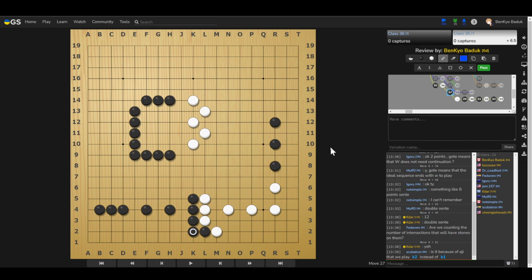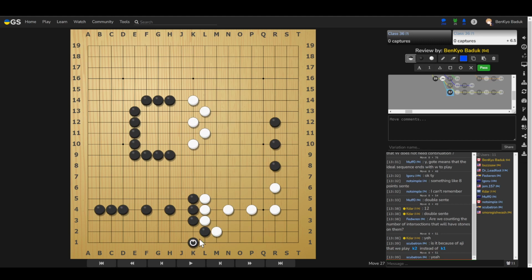Is it because of Agi that we play K2 instead of K1? It sort of depends, right? K2 versus K1. Oh, do you mean this? There's just no reason to play this. In this particular scenario, because black is so solid, you're not really going to suffer much of a consequence here, except for the fact that there's two consequences, even though it's not too bad.